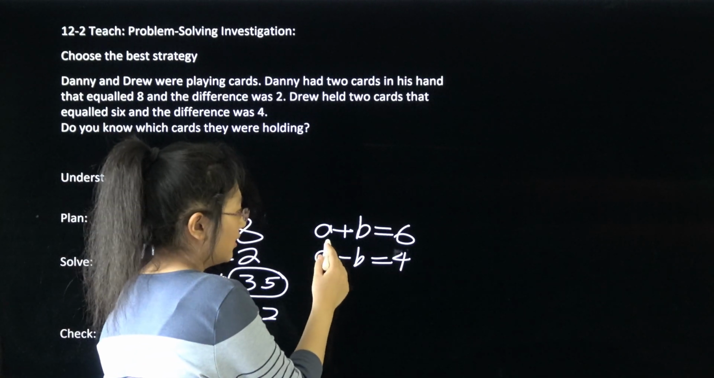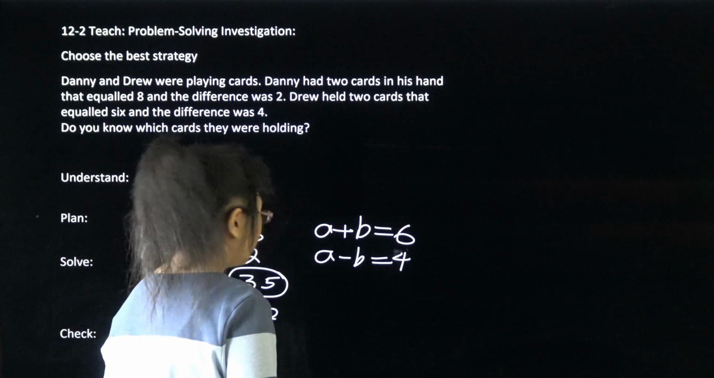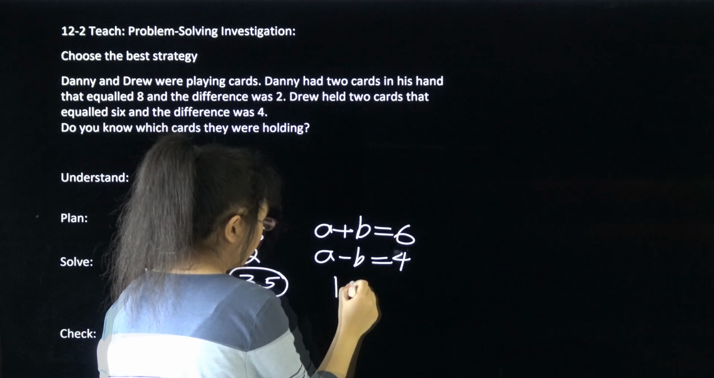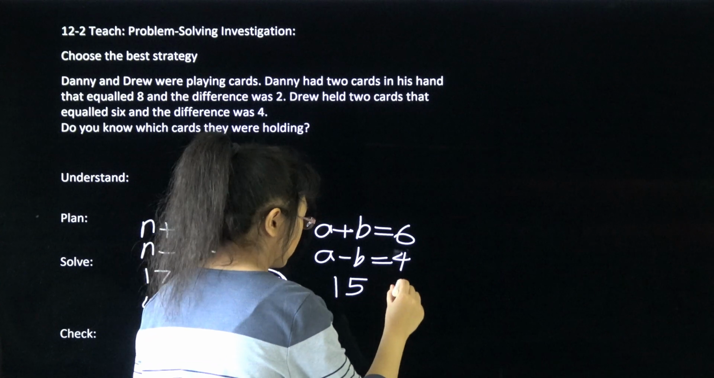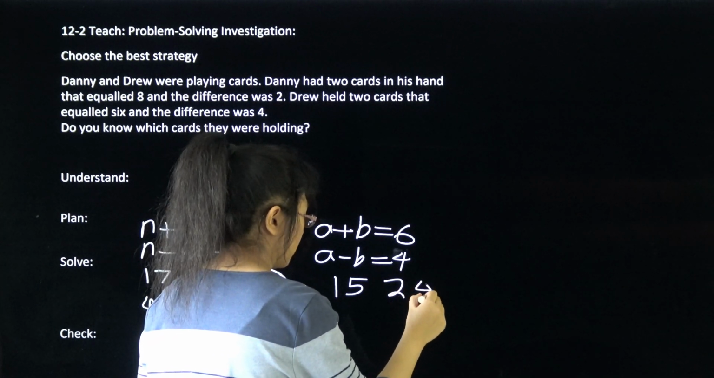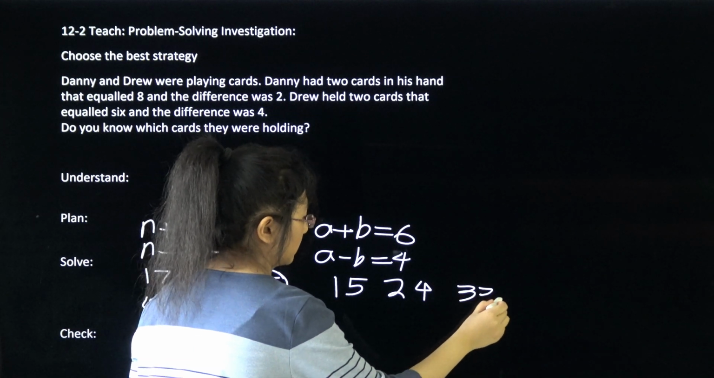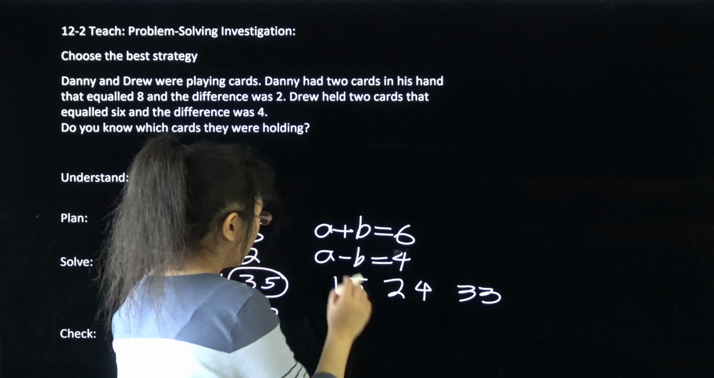And for this one, a plus b equals 6. Well, what equals 6? Let's pretend that none of the cards are 0, okay? So we have 1 and 5 equals 6, and 2 plus 4 also equals 6. 3 plus 3. And of course, 4 and 2, 5 and 1.